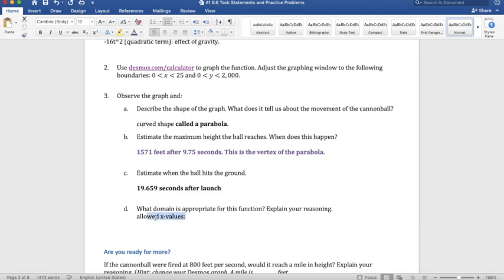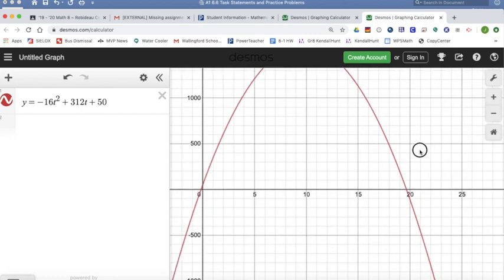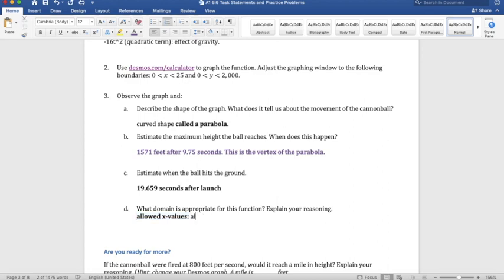Well, that makes sense. That cannonball was launched here. Hit the ground here. You think a cannonball buried itself into the earth, kept plowing on through until it got to the mantle and the core? Probably not. It probably just buried itself in the ground right here. Hopefully. Otherwise, that'd be kind of violent. So we are just going to say, well, the domain's the allowed x values. So between 0 and 19.659, could I have fractional seconds? Could I talk about the height of the cannonball after 1.2 seconds, 1.25 seconds? Yes. So I would say all numbers between 0 and 19.659. I'm only being this precise because the graph told me. Otherwise, it would have been like 19 and a half or 19.7.